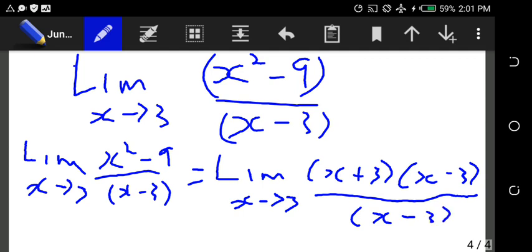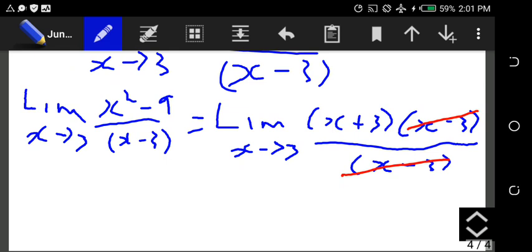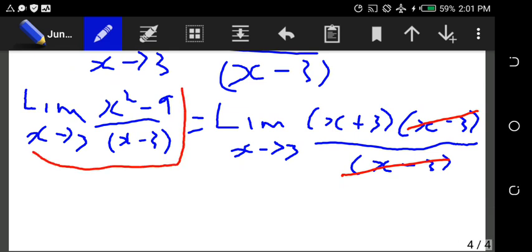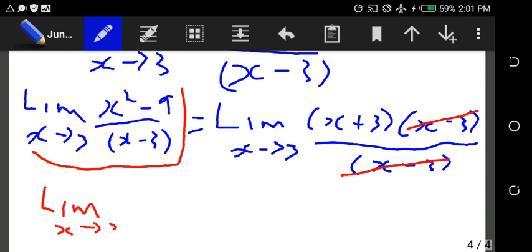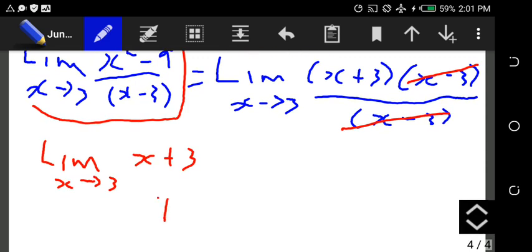So we can then go ahead now and cancel out. This cancels this, and what you're left with is that this whole expression, the limit of x squared minus 9 over x minus 3 as x approaches 3, is the same thing as the limit of x as it approaches 3 of the remaining expression that we have here, because we have cancelled out x minus 3. So what we are having there is simply x plus 3. Now I'm going ahead to take limits. So taking limits now.